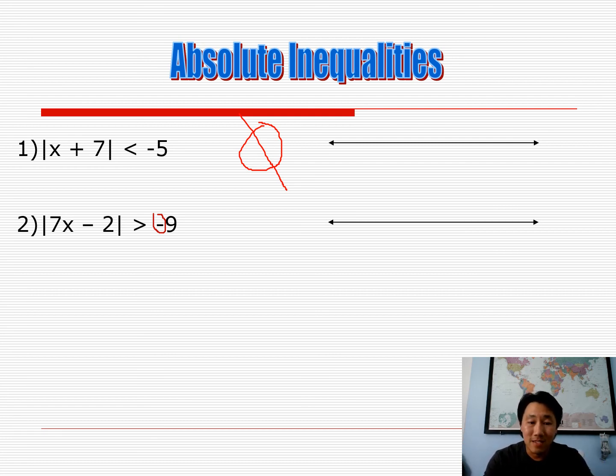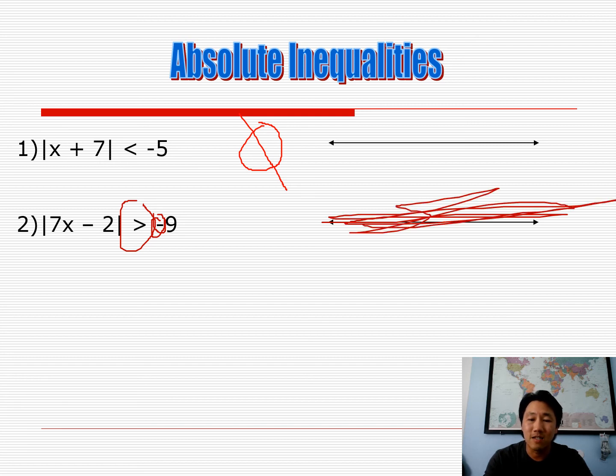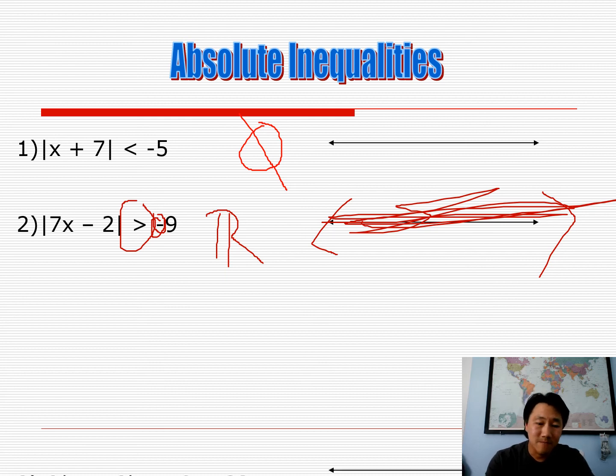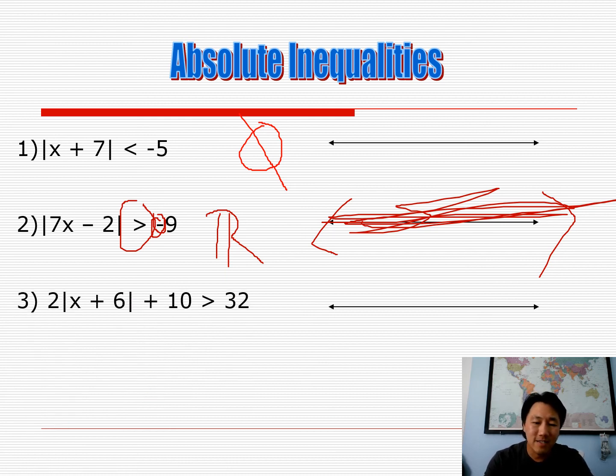All right, so in this case, even though it's a negative, the greater sign means it's always going to be true. So this whole number line is going to be filled in both ways. And you would write all real numbers. That's the symbol for all real numbers. All right, one more example.